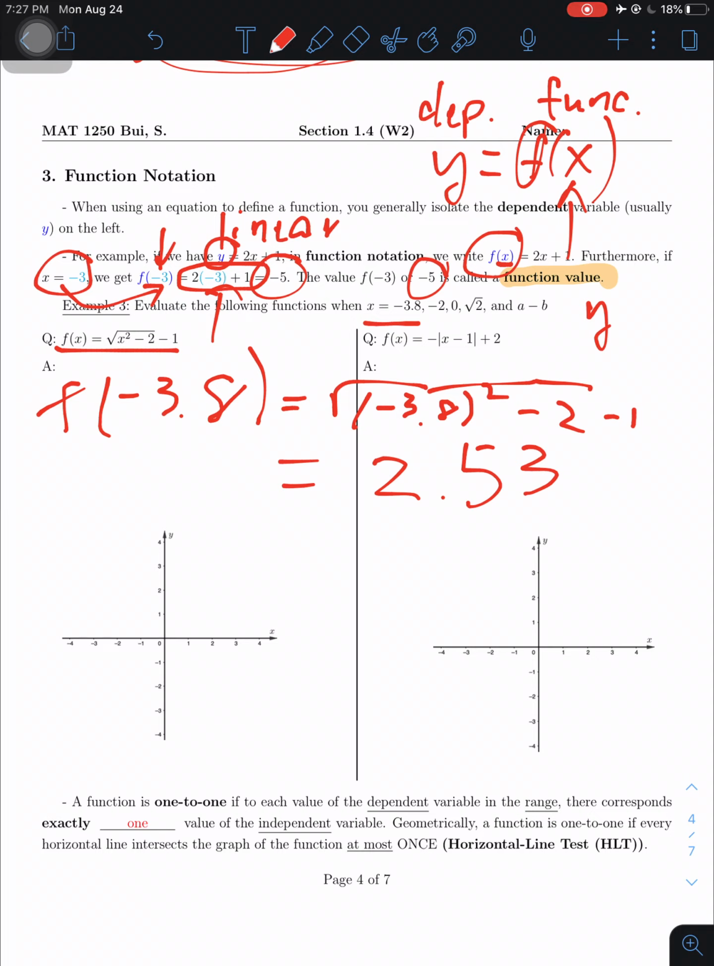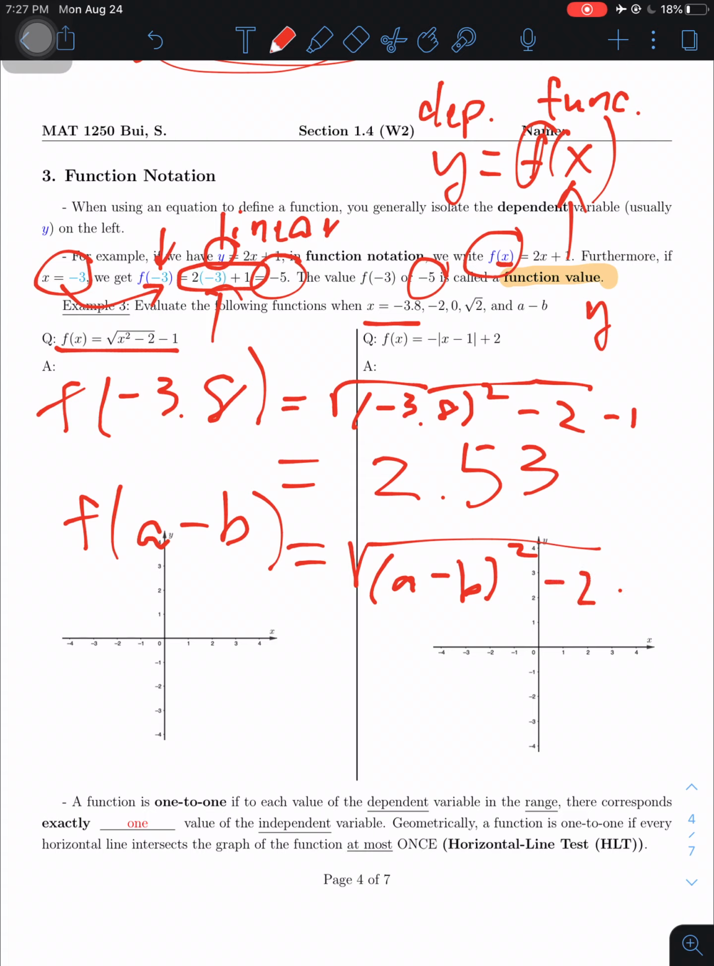So I'll do f of a minus b because we have x equal to a minus b, and then we have the square root and then a minus b in here, squared, minus 2, and then minus 1 outside of the square root. Okay, and this is the answer.